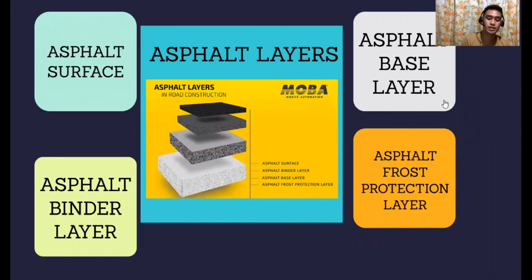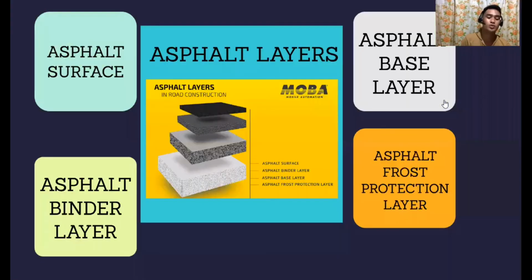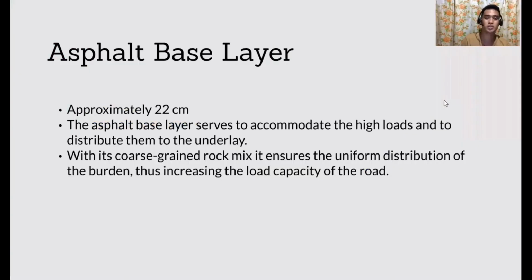Next is the asphalt binder layer, which is approximately 8 centimeters, and the core function of the binder is to quickly and effectively divert shear forces and vibrations from the road surface into the lower layers. Next to the asphalt binder layer is the asphalt base layer, which is approximately 22 centimeters, and it serves to accommodate the high loads and to distribute them to the underlay.